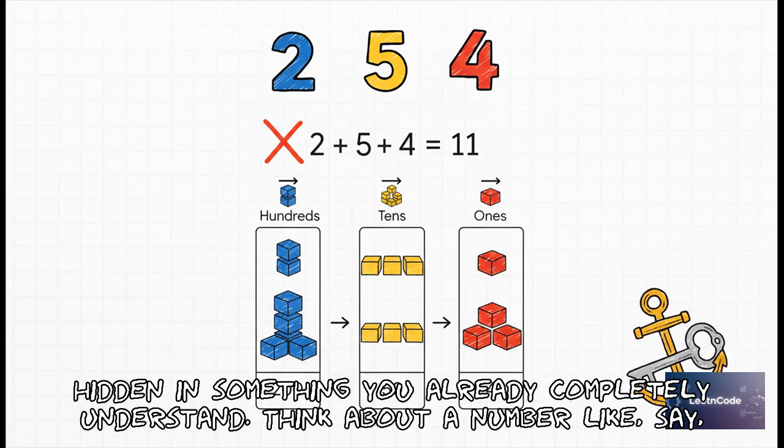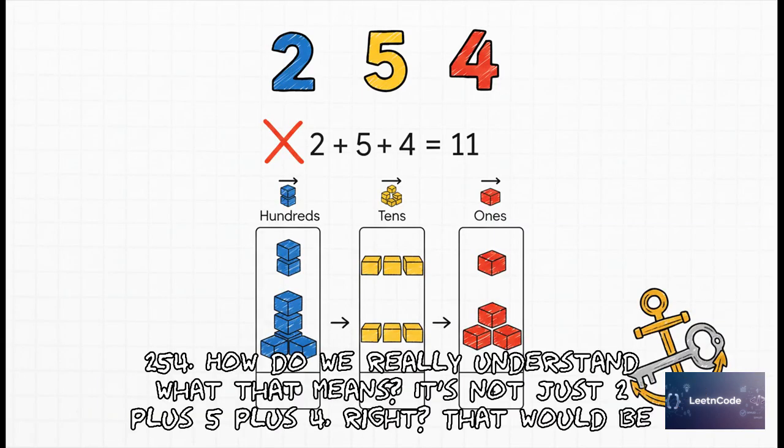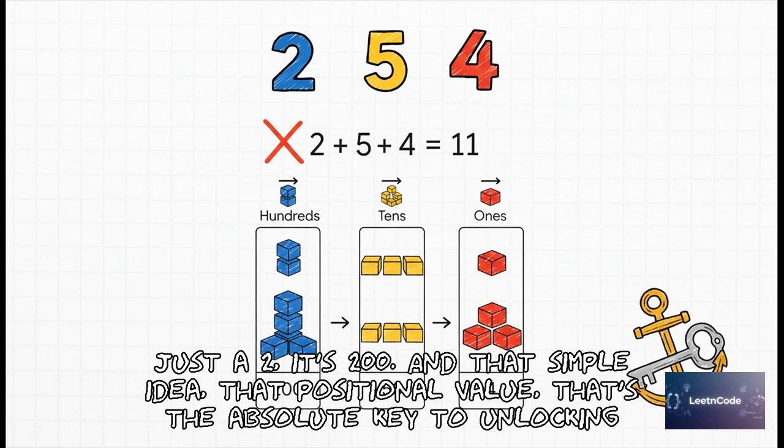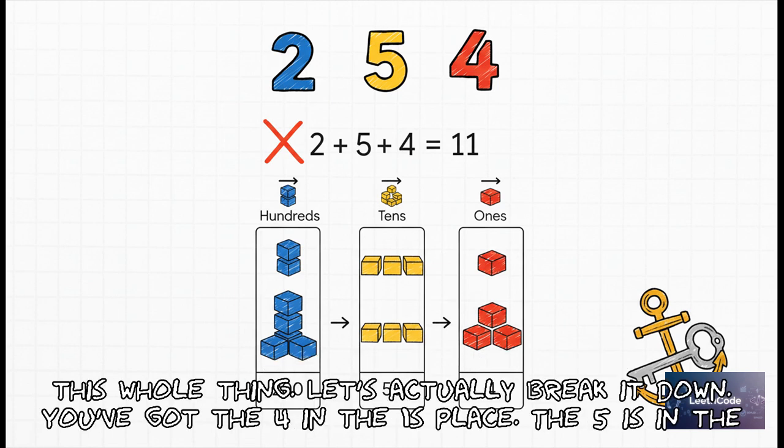Think about a number like, say, 254. How do we really understand what that means? It's not just 2 plus 5 plus 4, right? That would be 11. No, we intuitively know that the position of each of those digits is everything. That 2 isn't just a 2, it's 200. And that simple idea, that positional value, that's the absolute key to unlocking this whole thing.